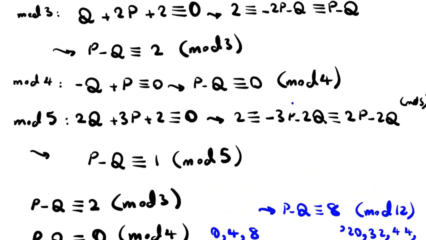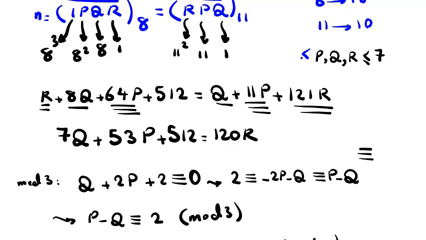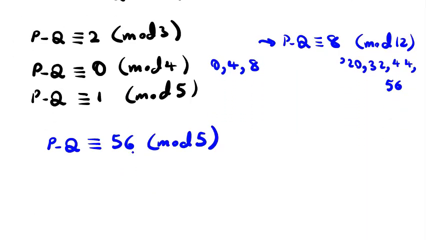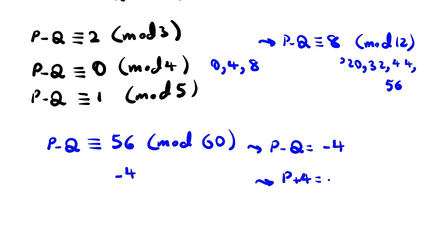But we know P and Q are digits between 0 and 7. So P minus Q cannot be 56 or greater than that. Sorry, mod 60, the LCM of 5 and 12. It cannot be 56, but 56 minus 60 is negative 4. Minus 60 again would be negative 64. The only possible case is P minus Q equals negative 4. So we can say P plus 4 is Q.